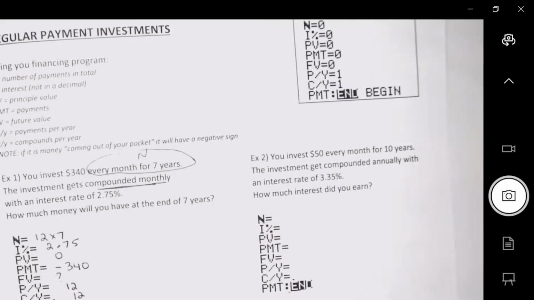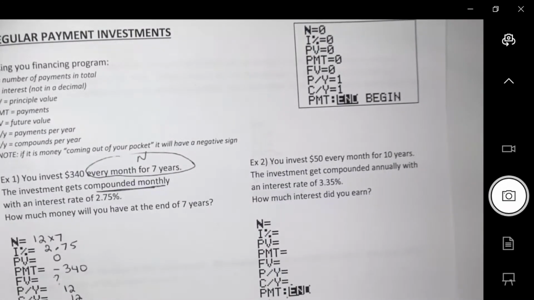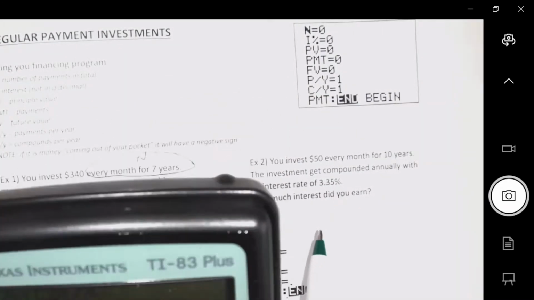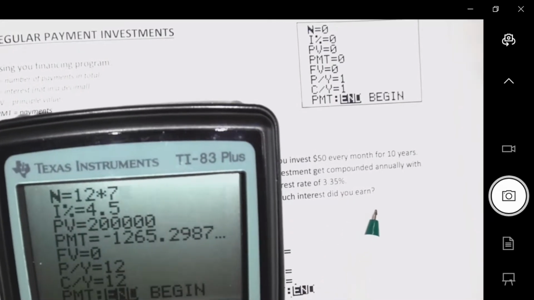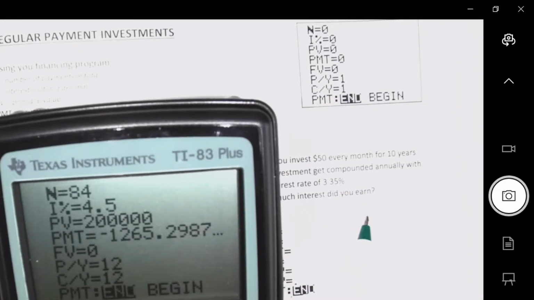Same thing? Okay, so write down all the info we just got. And you can do 12 times 7 right in there, by the way, and it will just mathematically do that for you.